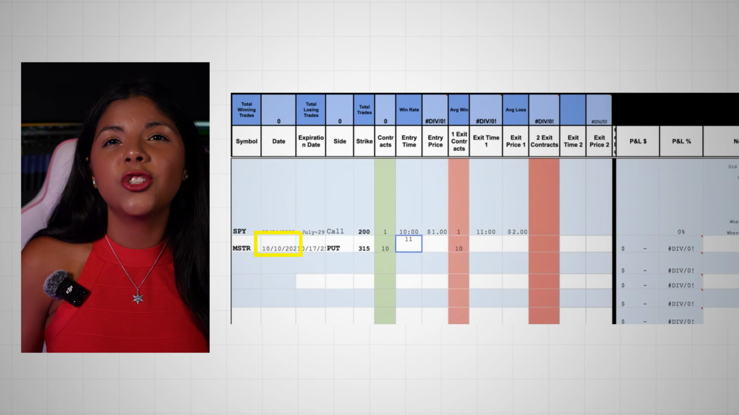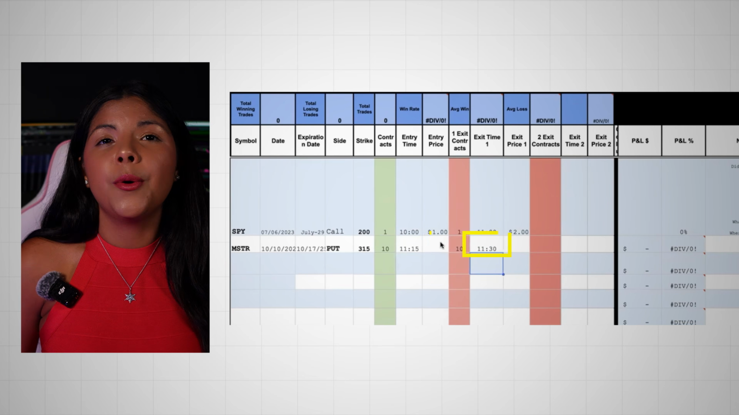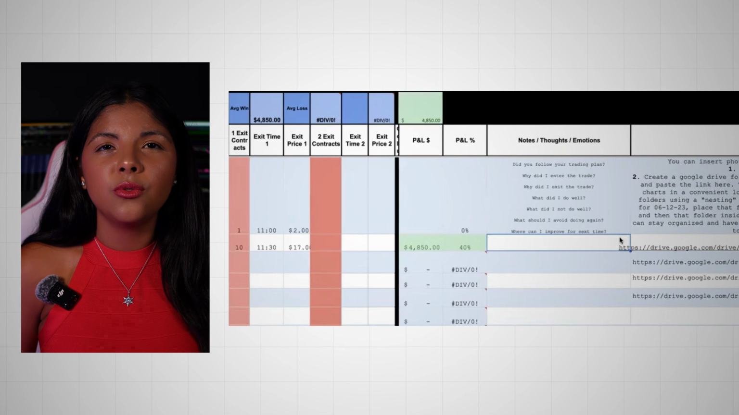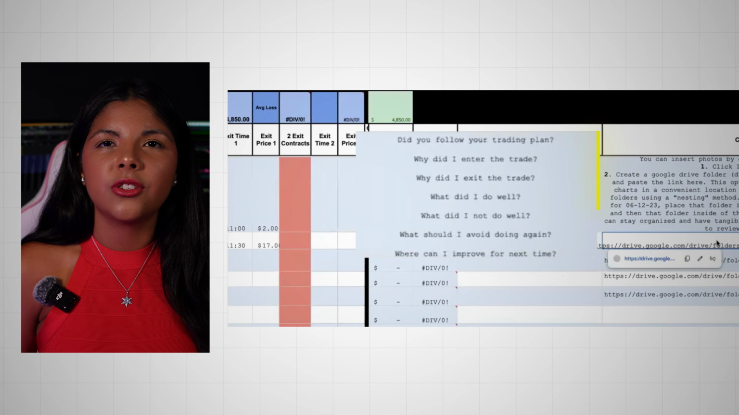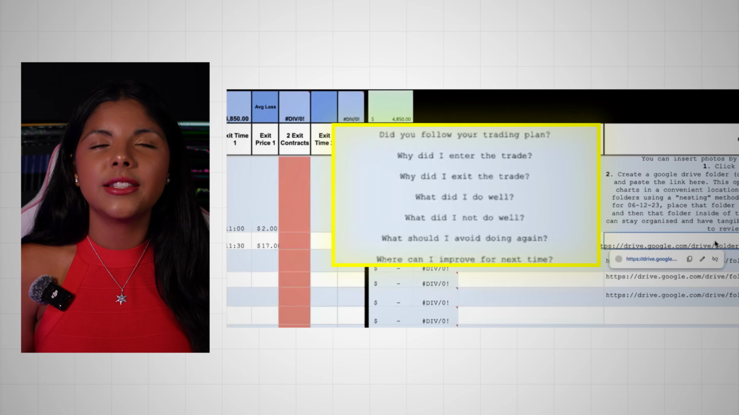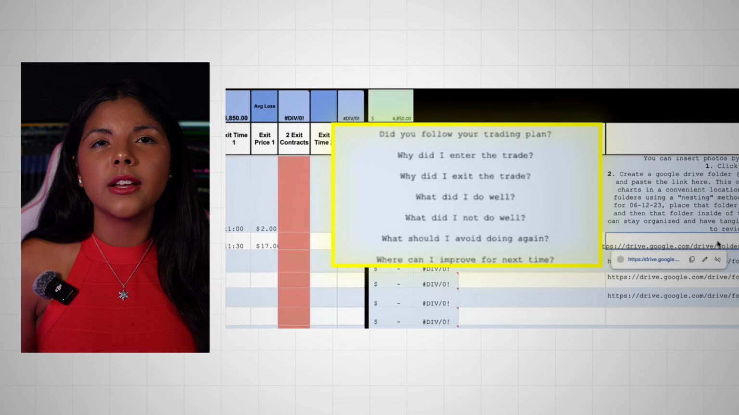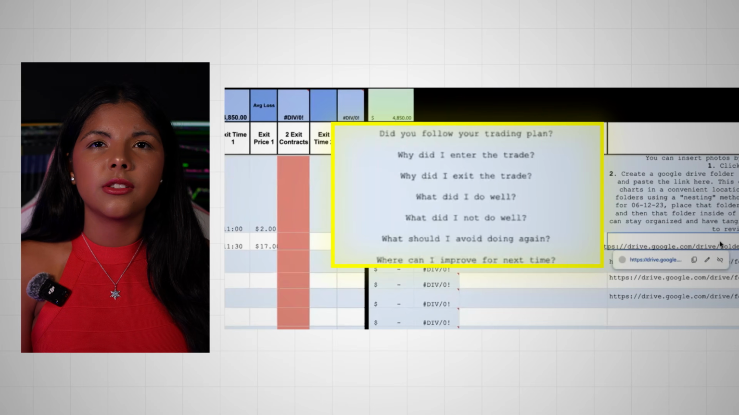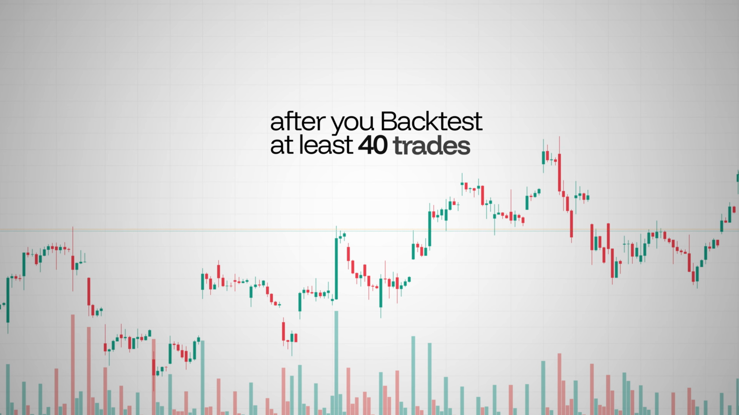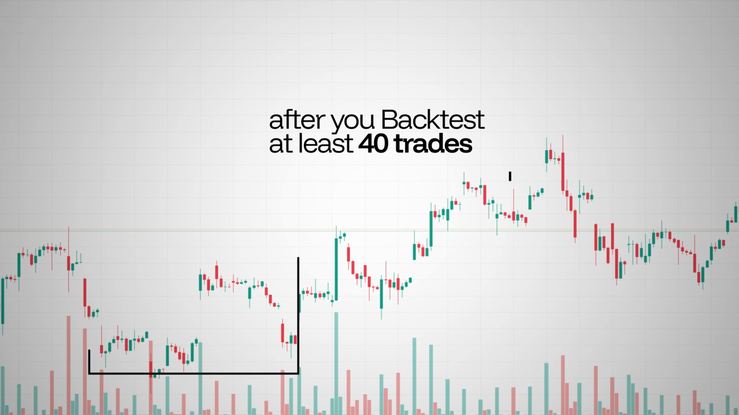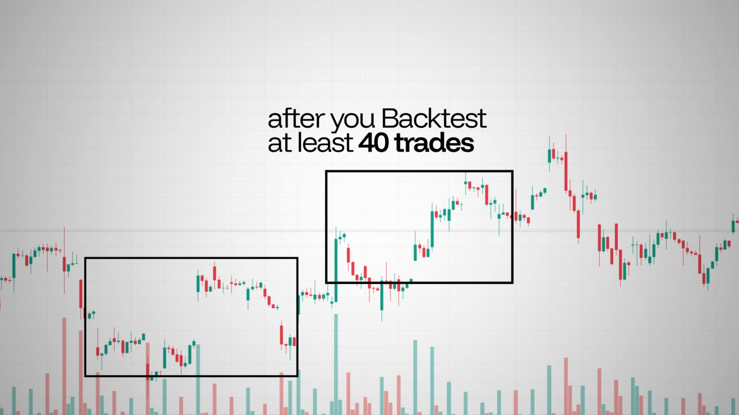For every single trade, you want to log the entry date, entry time, exit time, the price, the confirmations you used, why you decided to enter, the outcome, why you decided to exit, and the overall context, the high time frame market conditions. You could note the trend, if it's an uptrend or a downtrend, what the type of volatility is, and if there's any relevant news or events on that specific date. And after you backtest at least 40 trades, you will clearly see patterns between these components.